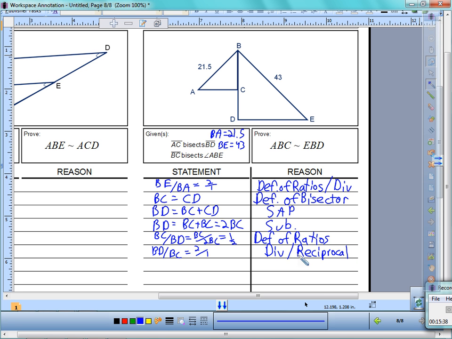Now, I'm getting to a place where I need to have some more information. I've got my sides. I need to talk about my angles. But actually, I can do this all in one step. Because BC bisects angle ABE, I can simply say that angle ABC is congruent to angle EBD. And that's just, again, by the definition of a bisector.